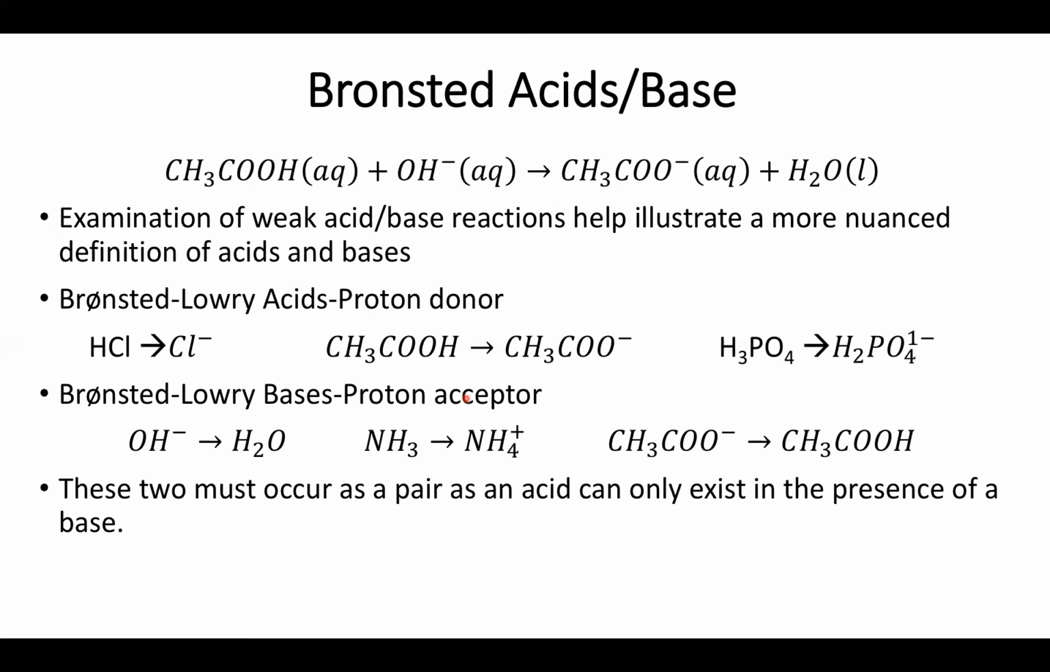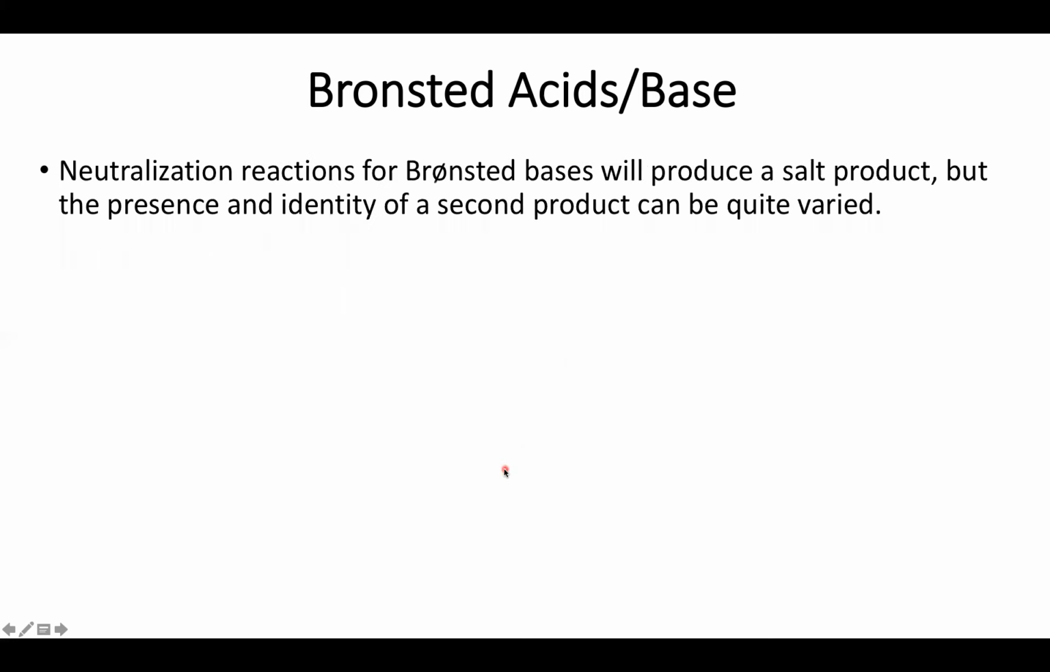Now, one of the other cool things that happens when we're looking at this acid-base behavior is that you may notice we're generating a lot of charged species, whether it's, say, a chloride or an ammonium. As a result, whenever we're trying to react an acid with a base, we almost always end up producing some sort of salt product, because we have free ions, and ions interacting with each other is a salt. However, the identity of that salt product can be quite varied depending on what I'm reacting.